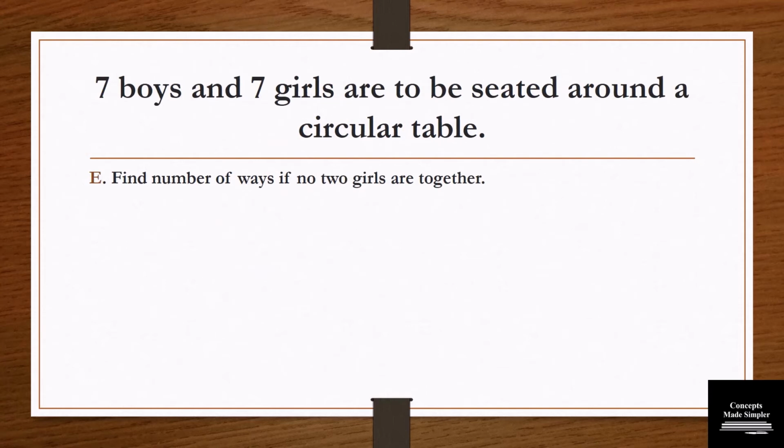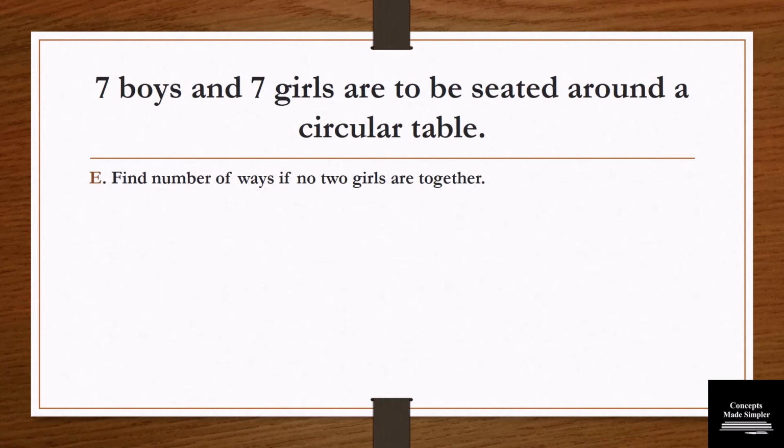Moving forward, the question goes like, 7 boys and 7 girls are to be seated around a circular table. Find the number of ways if no two girls are together. Now, no two girls are together or always separate means the same.